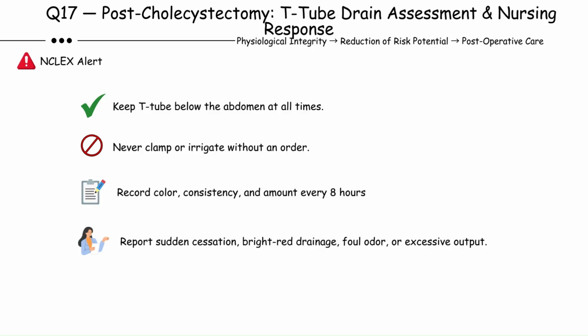Keep the drainage bag below the level of the abdomen at all times. Never clamp or irrigate a T-tube without a specific order. Record color, consistency, and amount at regular intervals, often every 8 hours. Report sudden cessation of drainage that cannot be corrected. Report bright red drainage, foul odor, signs of infection, or excessive output to the provider.